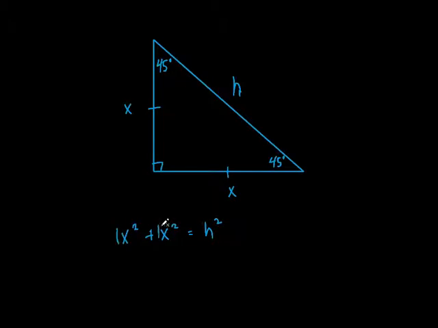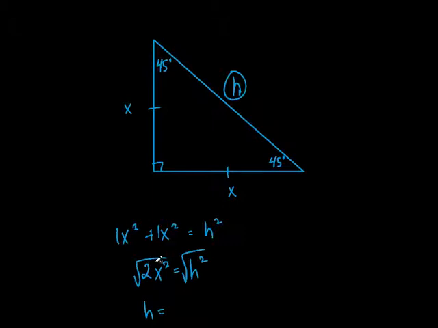Now let's do this. That's a 1x and that's a 1x, isn't it? Add these up. What's 1x squared plus 1x squared? 2x squared, isn't it? And that equals h squared. Okay? Let's solve for h. Let's get h by itself. How would I get h by itself right here? Square root. We've done that a bunch. Square root that. So let's see what h is equal to.